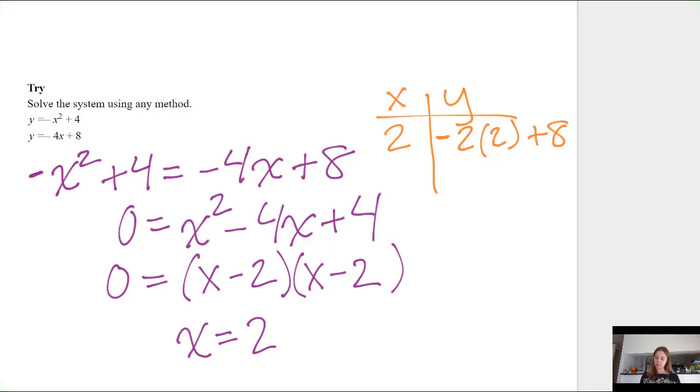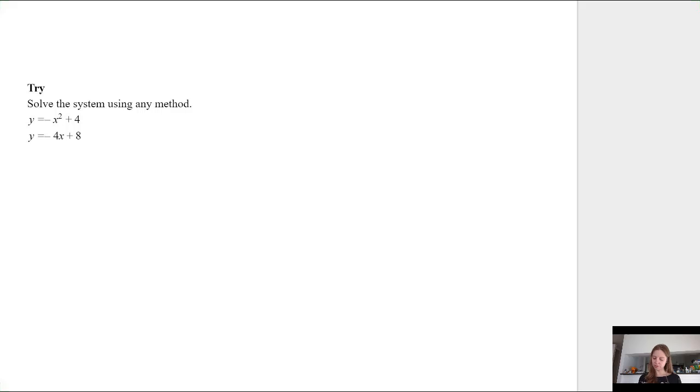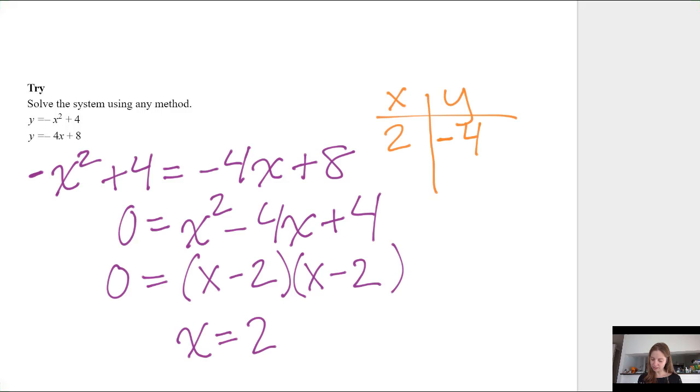Negative 2 times 2, negative 4, plus 8 equals, well, I didn't use the second equation. The second equation is negative 4 times 2 plus 8. That equals 0. Therefore, there is one solution, and it is 2, 0.